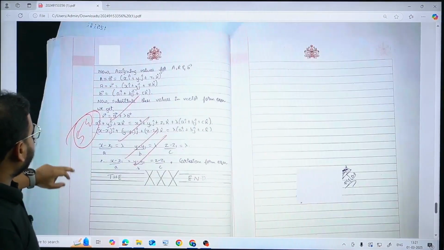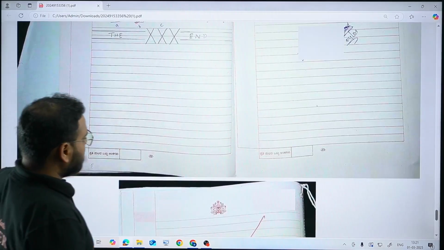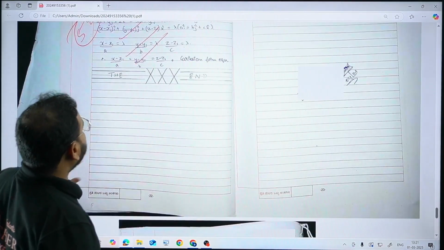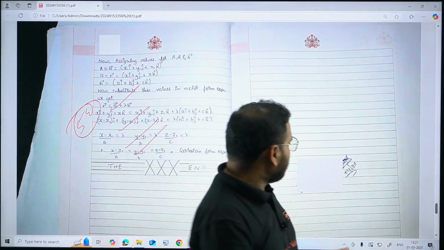All right, great. So this is your answer key analysis for your papers by a topper. Okay, he has done a good job over here.